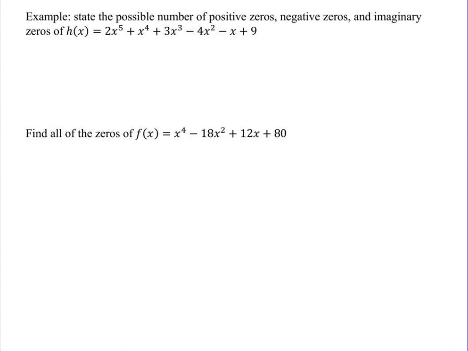All right, state the possible number of positive zeros, negative zeros, and imaginary zeros of this polynomial. So it says state the possible number of. That means I'm going to just draw my chart. So I have number of positive, number of negative, number of imaginary, and the number total. How many total am I supposed to have? 5.